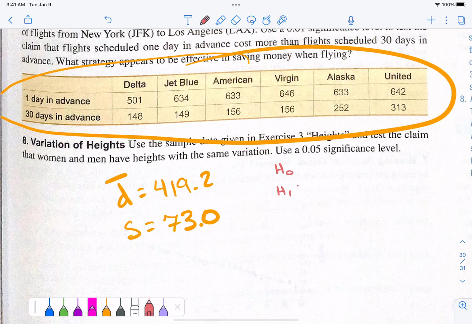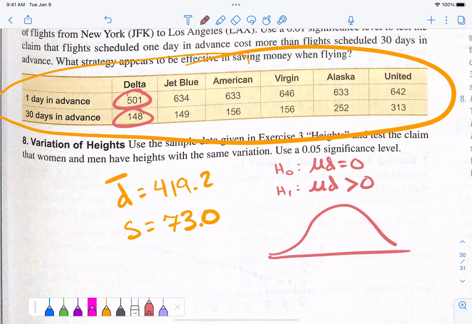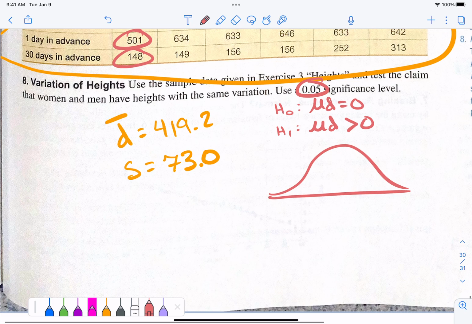We are testing to see, and this is where we do mu D. Is this confidence or critical? Confidence. We're going to say mu D equals 0, and then mu D is greater than 0, because we're saying the top one is bigger than the bottom one. We're going to do greater than, at a 0.05 significance level.